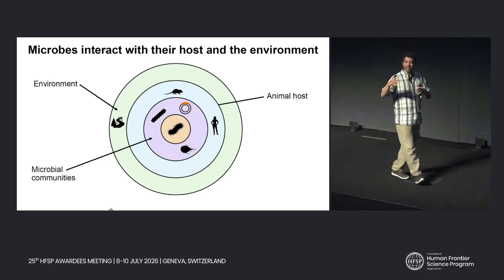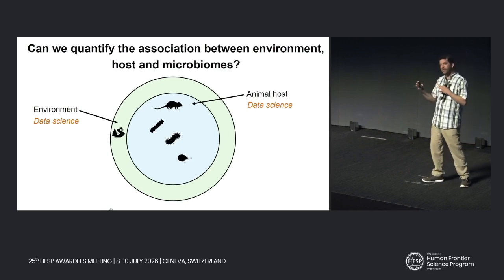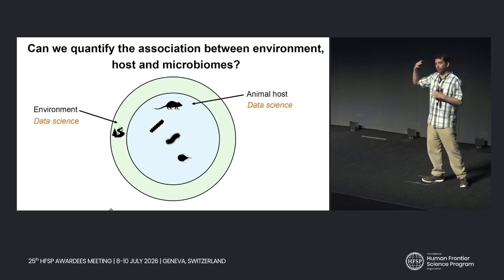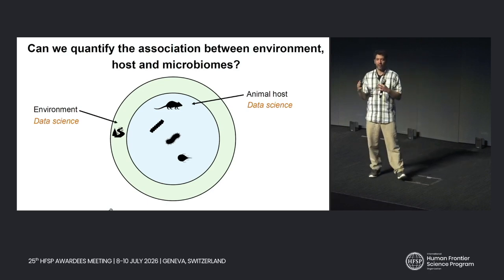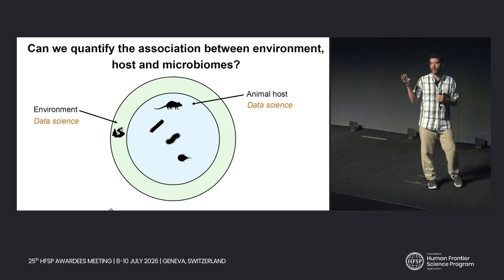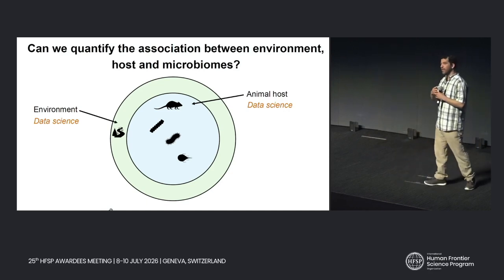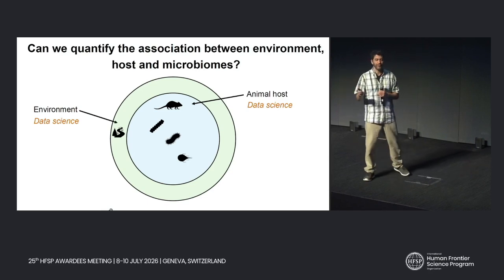So there are all these scales. And so the question is, if we can actually quantify, if we go up one scale or multiple scales, can we quantify this association between environment, host, and microbiomes? And here you can't go doing models. So this is inferring from very messy data collected in nature.